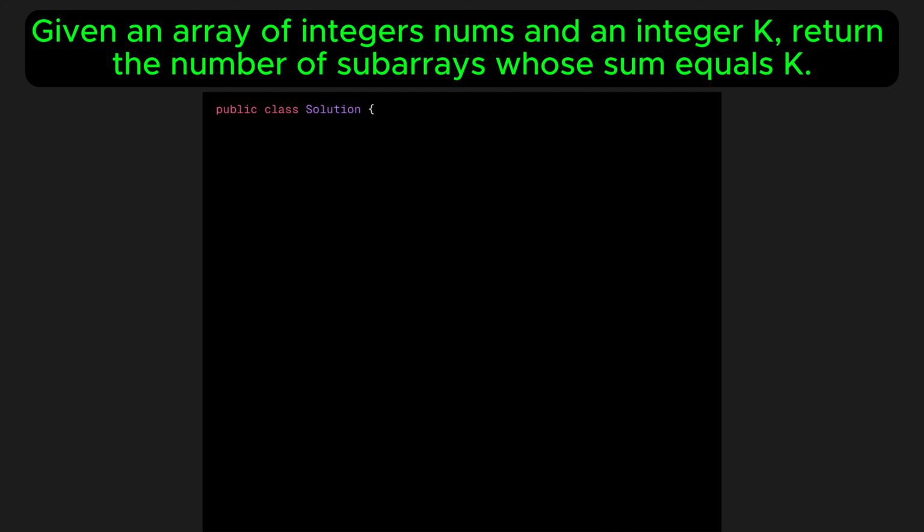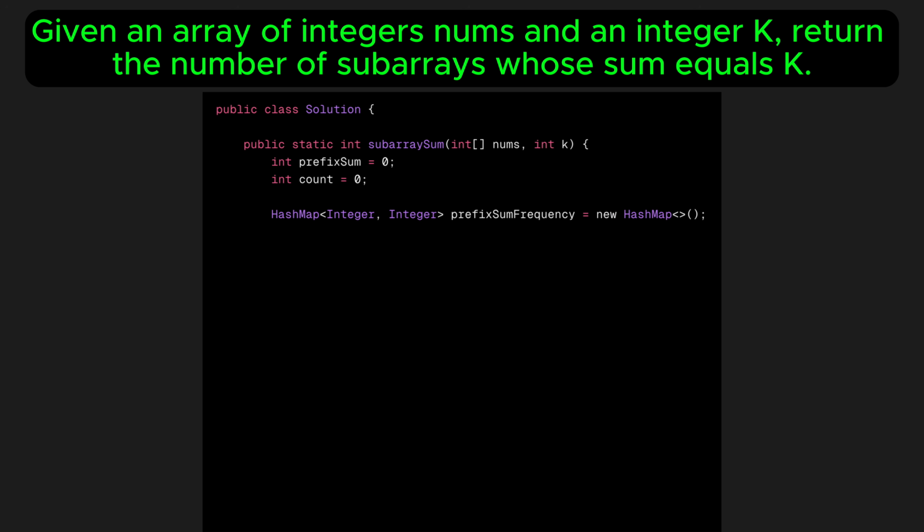Here is how it looks in code. Initialize a prefix sum variable to 0 to hold the cumulative sum of elements as we iterate through the array. Initialize a count variable to 0 to store the number of subarrays whose sum equals k. Create a hash map called prefix sum frequency to store the frequency of each prefix sum we encounter. Initialize the hash map with a value of 1 at index 0 to account for cases where the subarray with sum k starts at index 0.